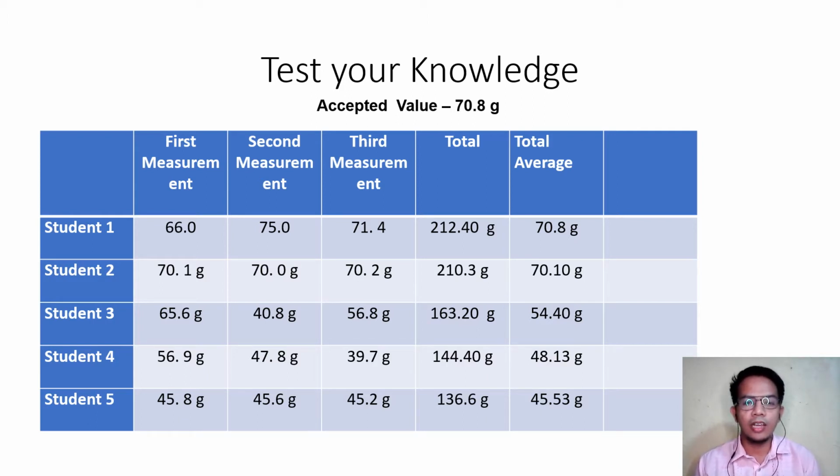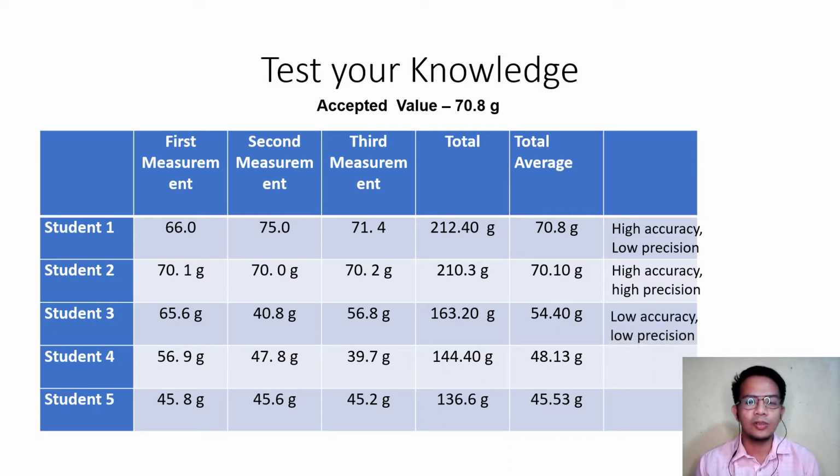Now, let's check your answer. Student number 1, high accuracy, low precision. Student number 2, high accuracy, high precision. Third student, low accuracy, low precision. Fourth student, low accuracy, low precision. And the fifth student, low accuracy, high precision.